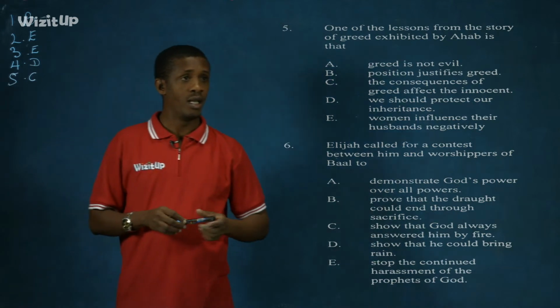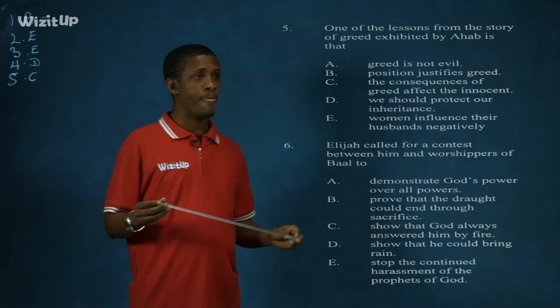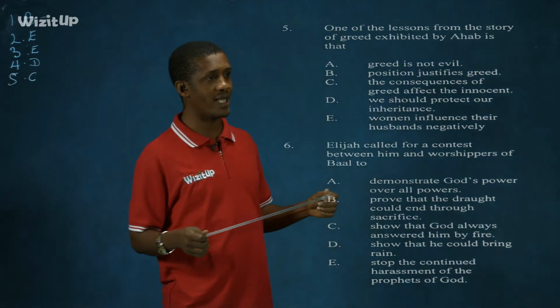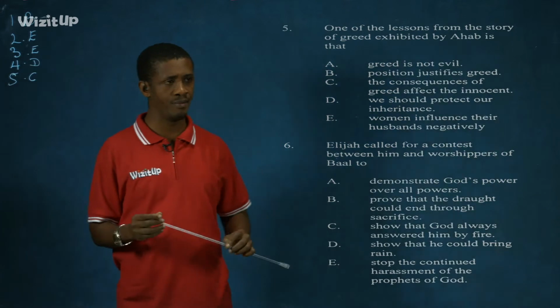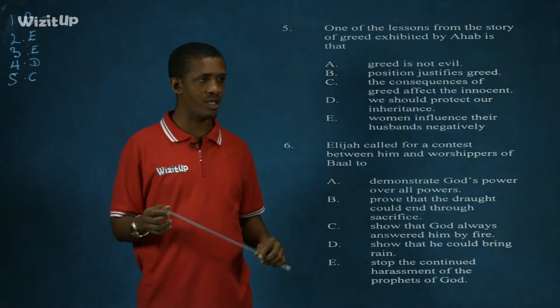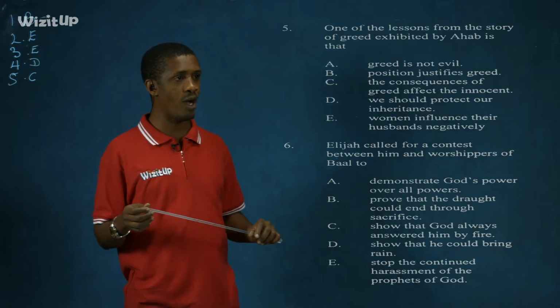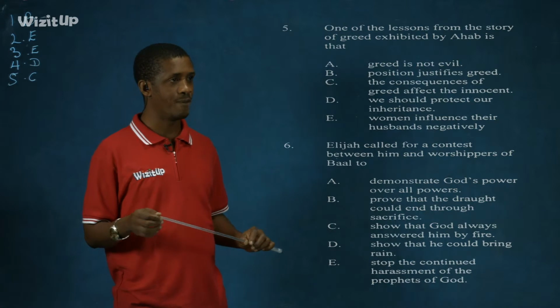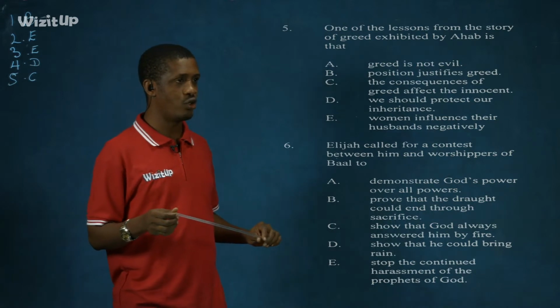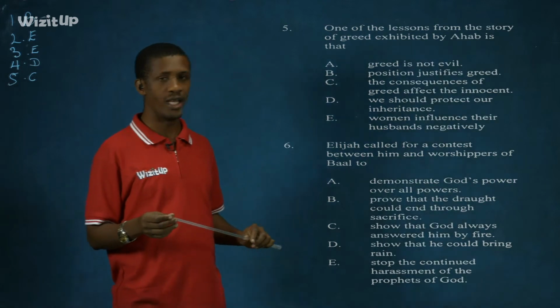All right, let's go to the next question. Question number 6. Elijah called for a contest between him and the worshippers of Baal in order to do what? Why did he call that contest? A. To demonstrate God's power over all powers. Yes. B. Prove that the drought could end through sacrifice. No, that was not the aim.